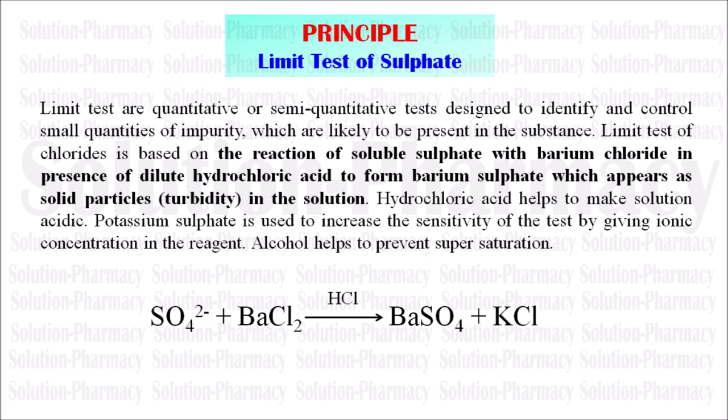And if in our test solution the turbidity which occurs after the reaction is greater than the turbidity of the standard solution, it means the impurities of the sulfate which is present in our sample is more than that of the standard limit. It means our sample does not pass the limit test of sulfate. And if the turbidity of the test solution is less than the turbidity of the standard solution, it means the impurity of sulfate is within the limit, means the test sample passed the limit test of sulfate.